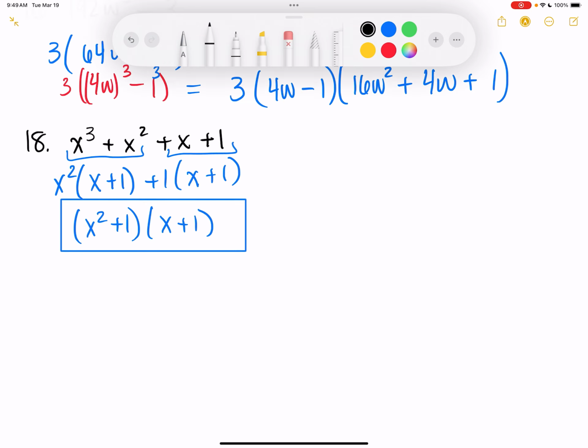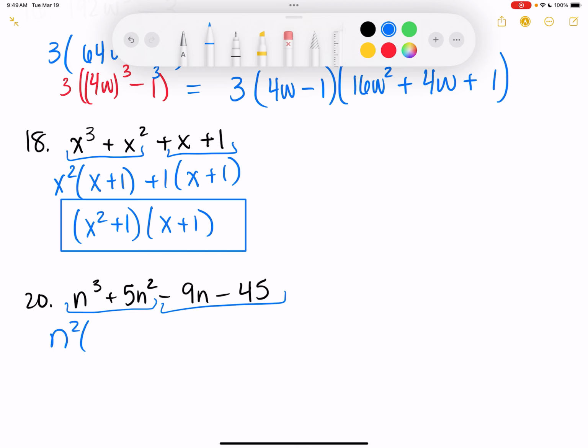20. n cubed plus 5n squared minus 9n minus 45. So what can I factor out of this first grouping? n squared, which leaves me with n plus 5. What about this grouping? Negative 9. Okay, because that leaves me with n plus 5. And I need these to match. So now I have n squared minus 9 times n plus 5.